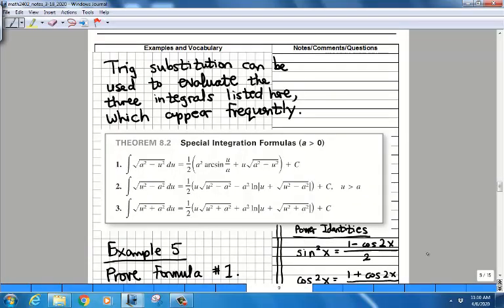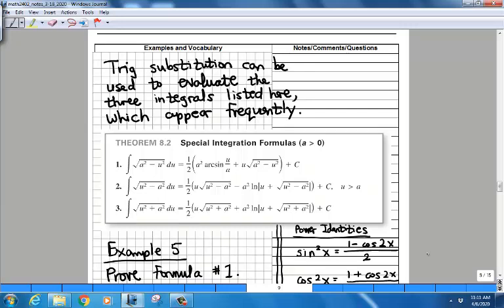Okay, so let's resume with our last example of trig substitution, and this one is going to be a little bit easier because we have some formulas that we can use to find antiderivatives that can be evaluated using trig substitution, but the formulas provide you a shortcut to finding the antiderivative without having to go through all of the actual steps of the trig substitution. And these integrals occur frequently, so that's why these formulas have been developed.